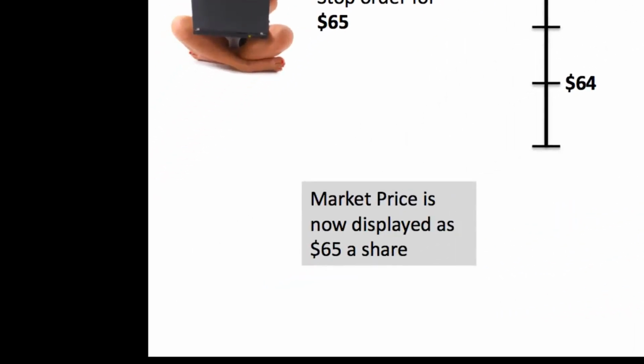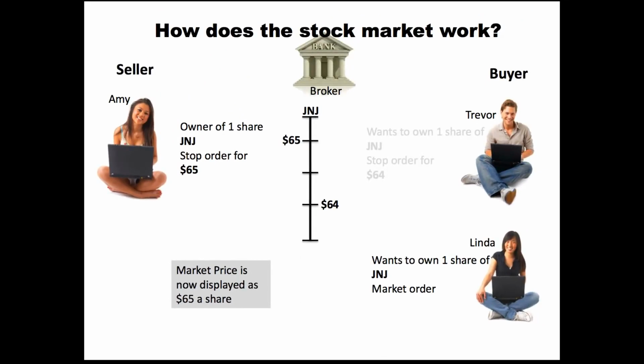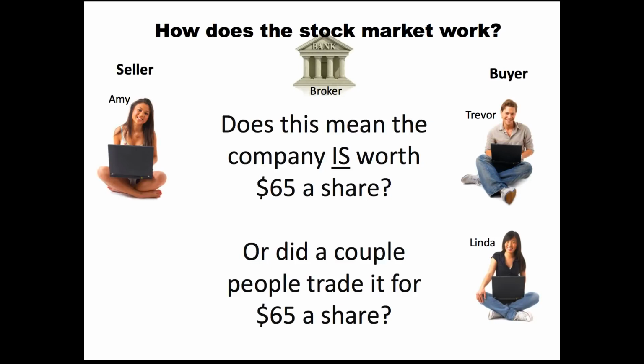And both of these sellers have now executed their shares. Kurt sold his to Trevor, and now Amy sold hers to Linda. During that cycle right there where we saw two shares traded, we saw the market price go from $64 to $65. Okay, does this mean that the company is worth $65 a share? Or did a couple of people trade it for $65 and that was nothing more than the trading price? A person like myself and a lot of other value investors would obviously argue the second one, that was just a price that a couple people established.